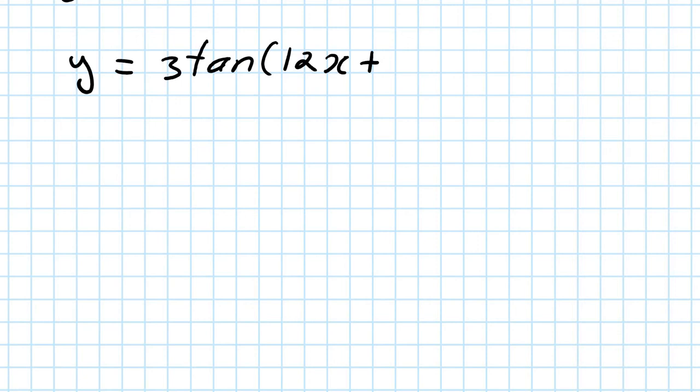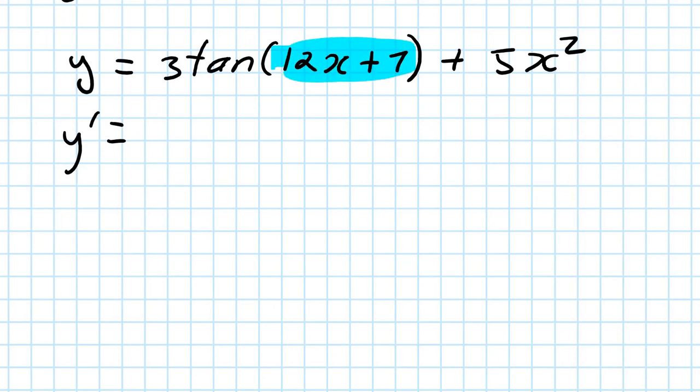Last one. Let's say y is equal to 3 tan of 12x plus 7 plus 5x squared. So y dash equals, power, angle, trig. Always keep that in your mind. No power, so I differentiate the angle first. The derivative of this gives me 12. 12 times 3 is 36.